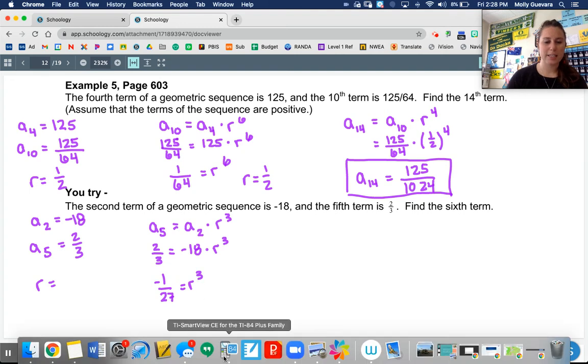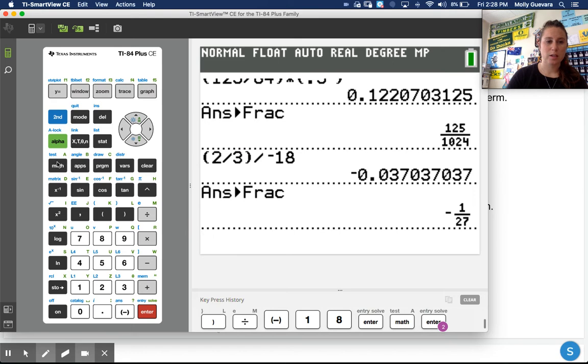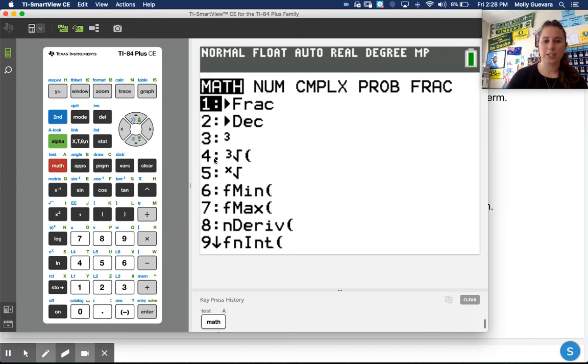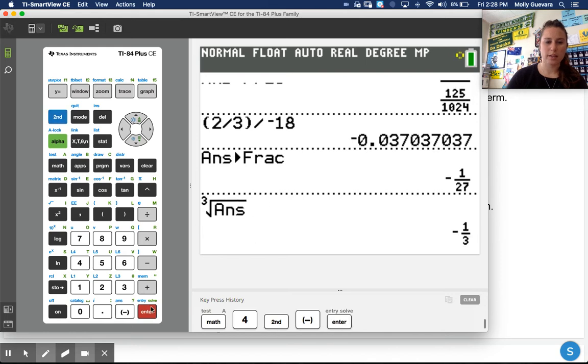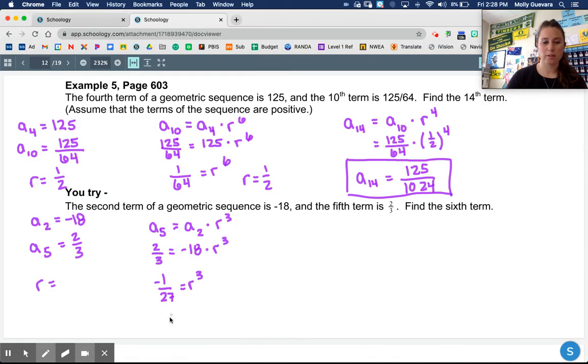And then I need to take the cube root of that. And we go math. And actually, cube root is already on there. It's number 4 of my answer. And I get negative 1/3. So negative 1/3 equals r.